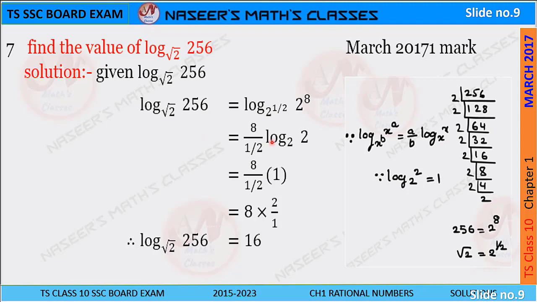So it can be written as 8 by 1 by 2 log 2 base 2. We already know that log 2 base 2 is equal to 1 since it is in the form of log a base a is equal to 1. So we can replace log 2 base 2 with 1 and we get 8 by 1 by 2 into 1. Now we can write it as 8 into 2 by 1, which is 16. Therefore, log 256 base root 2 is equal to 16.